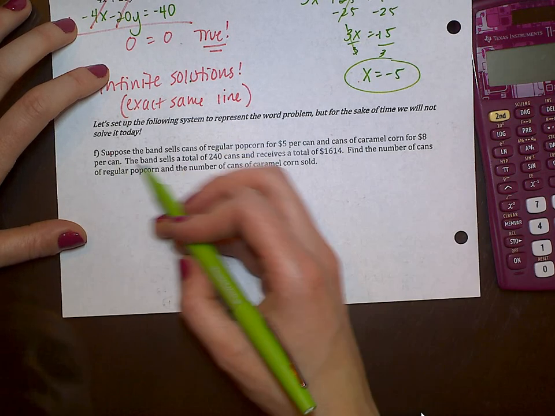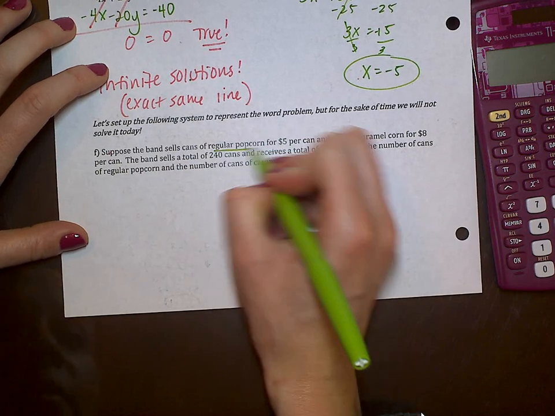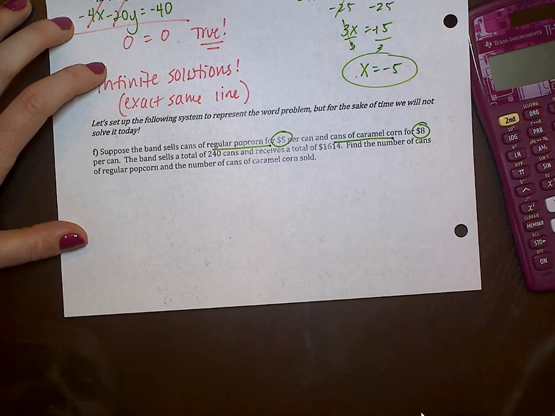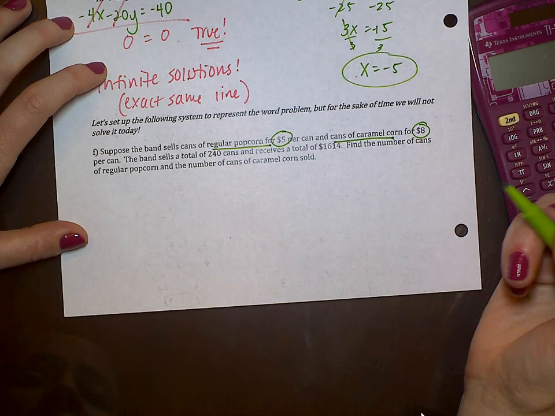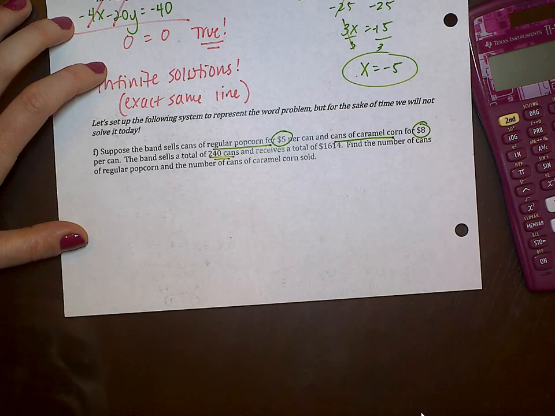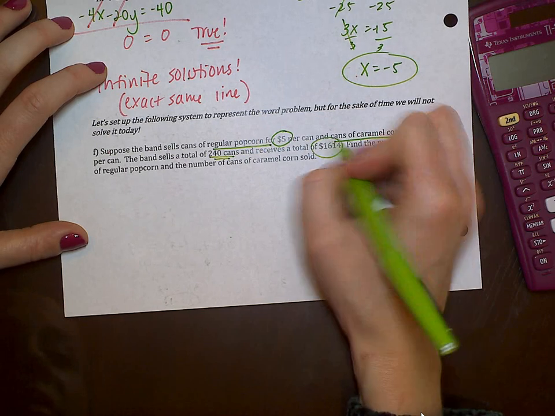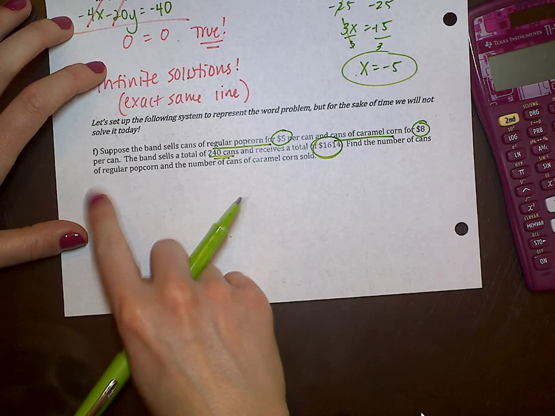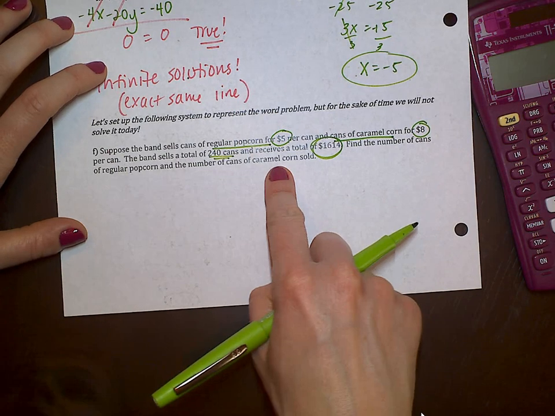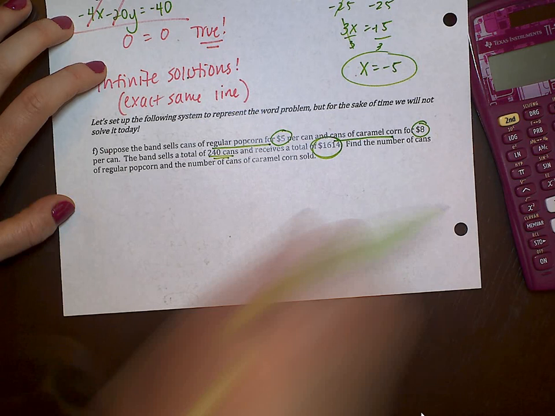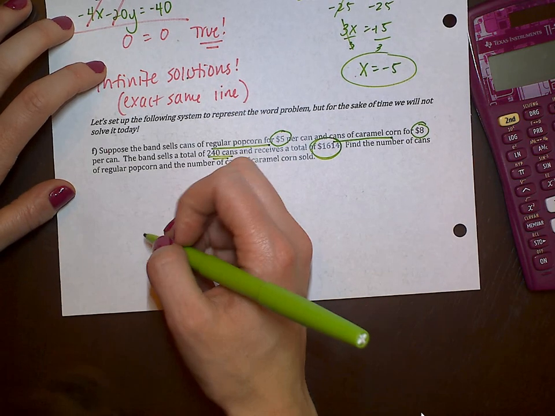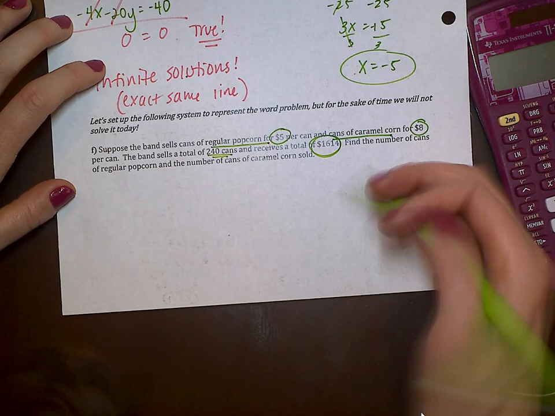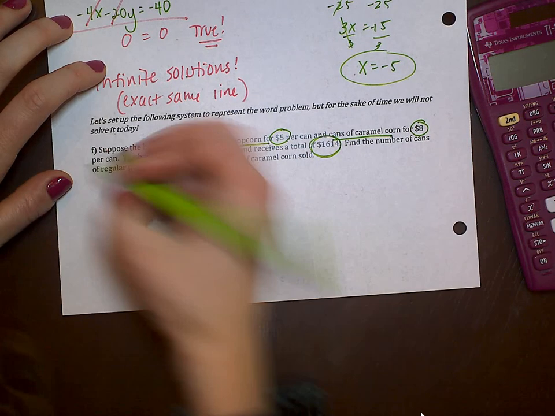Suppose the band sells cans of regular popcorn for $5 and cans of caramel corn for $8 per can. The band sells a total of 240 cans, and they made $1614. I want to find the number of cans of regular popcorn and the number of cans of caramel corn that the band sold. And again, we're going to talk about this more next time, but we're talking about systems. So if I give you a word problem, you better write two equations, and there better be two variables.